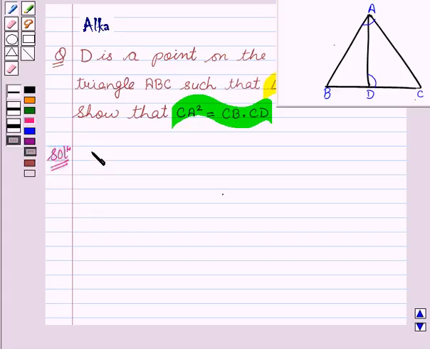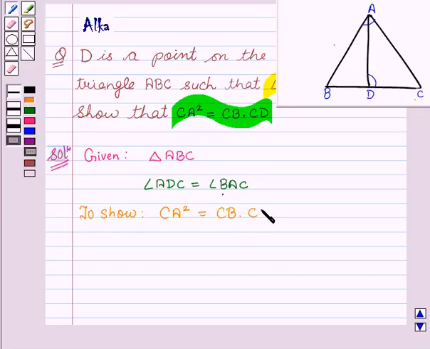We are given that ABC is a triangle with angle ABC equal to angle BAC, and we have to show that CA square equals CB into CD. Now let's start with the proof.